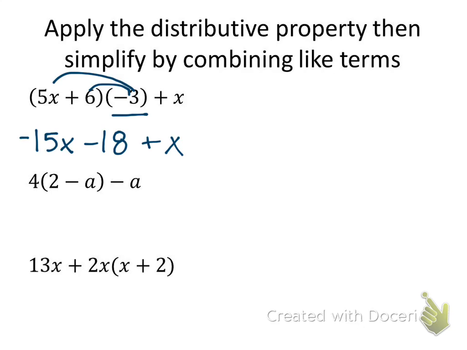Now, what is the number in front of plus x? 1. Very good. I don't see it, but I know it's there. Now, the second part of the instruction says, then simplify by combining like terms. Well, I've got to identify the like terms. What are the like terms? Negative 15x and 1x. Very good. Negative 15x and positive 1x.